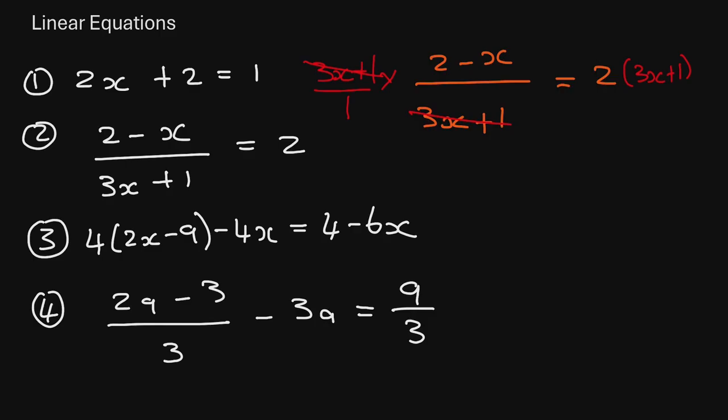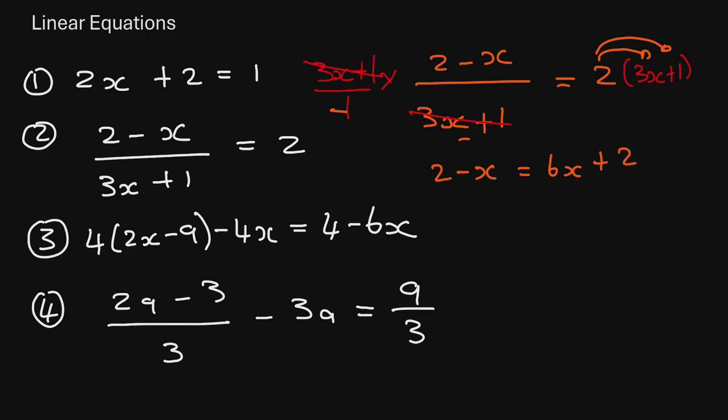So now what is going to happen is that this has cancelled out on this side. So what is left is just 2 - x, and then you have 2 multiplied by 3x and then 2 multiplied by 1. So that's going to give you what? 2 multiplied by 3x is just 6x, and then 2 multiplied by 1, that's going to be 2.